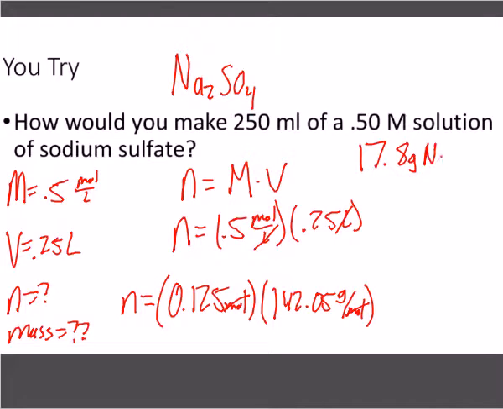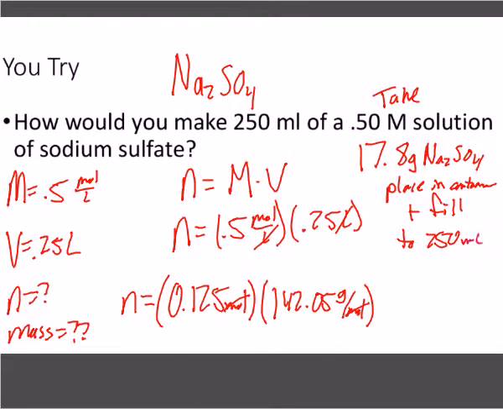17.8 grams of Na2SO4. But, as we just said, that's not our final answer because it's asking us to explain how we would make it. So we would take 17.8 grams of sodium sulfate and place it in a container and fill to 250 mL. And then we'd have our 0.5 molar solution of sodium sulfate that we could then use for whatever experiment we're doing.